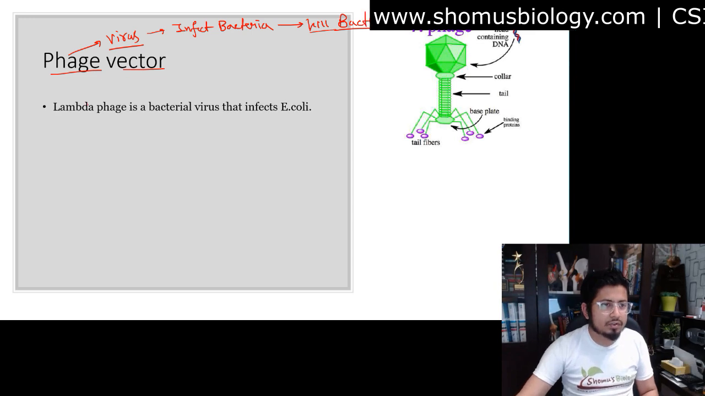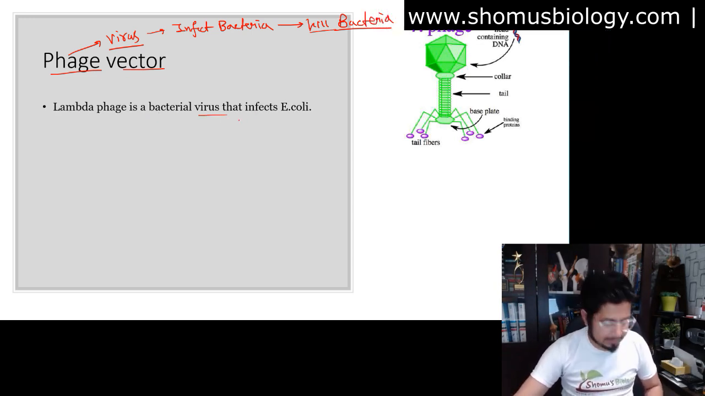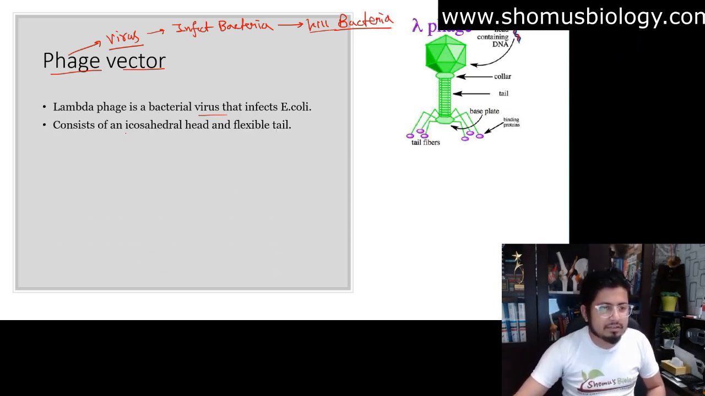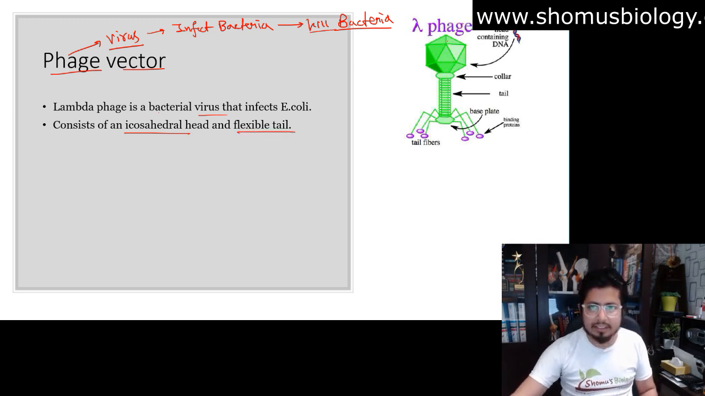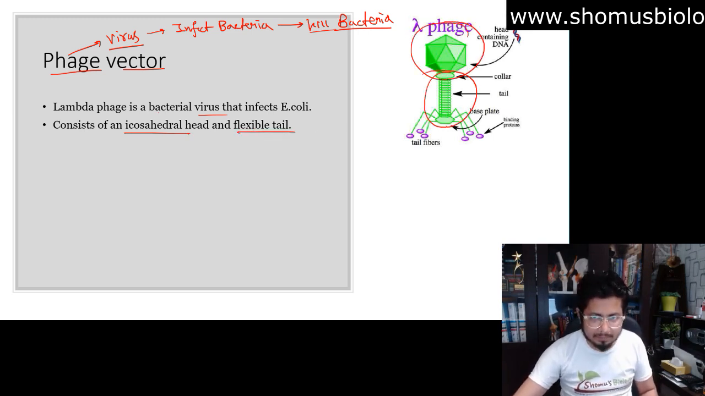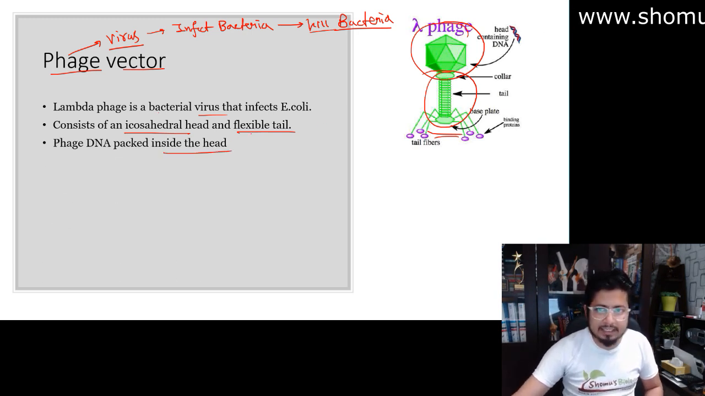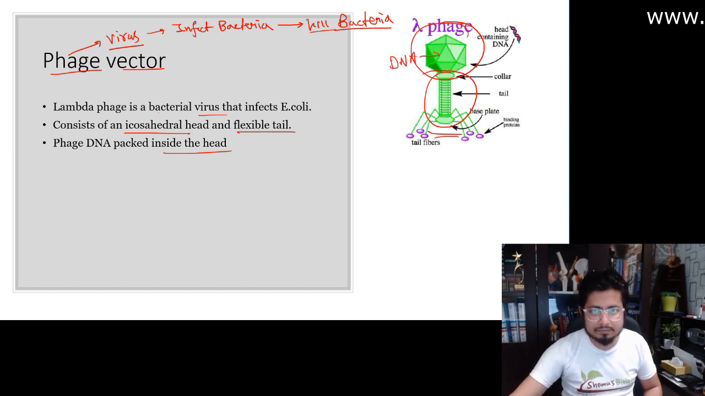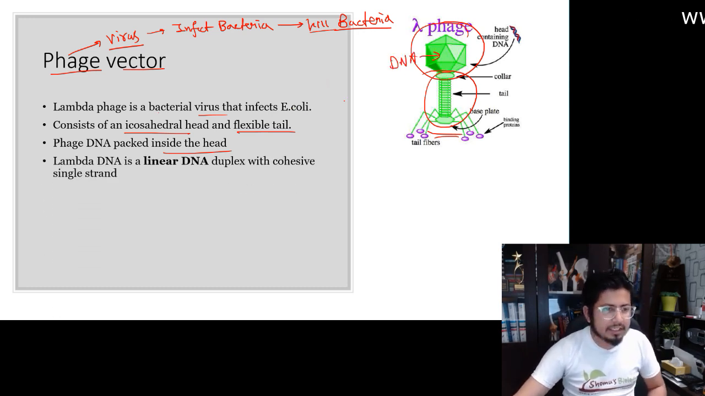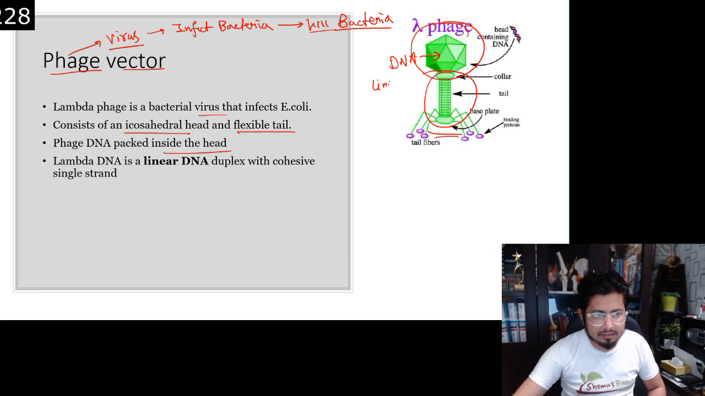So lambda phage is a bacterial virus, as I mentioned earlier. It consists of an icosahedral head and a flexible tail. You can clearly see this is the icosahedral head, this is the flexible tail, and at the bottom you have base plates. The phage DNA is packed inside the head. What else? The lambda phage DNA is linear DNA, it's a linear form of the DNA.